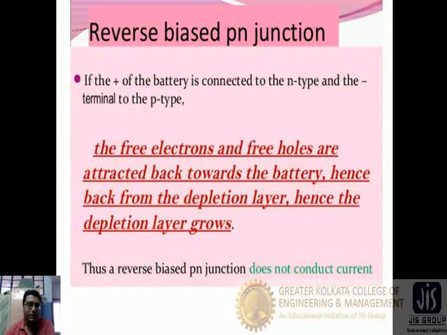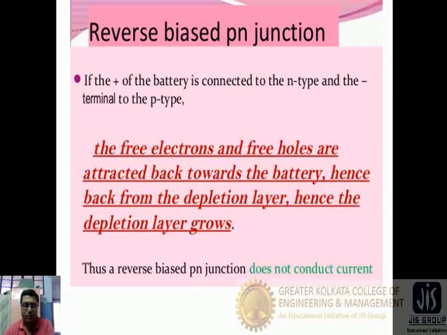Now comes the reverse bias. If the positive terminal of the battery is connected to the N-type semiconductor and the negative terminal of the battery is connected to the P-type semiconductor, then reverse bias happens. The free electrons and the free holes are attracted back towards the battery, hence away from the depletion layer. Hence the depletion layer grows. Thus a reverse-biased PN junction does not conduct current.